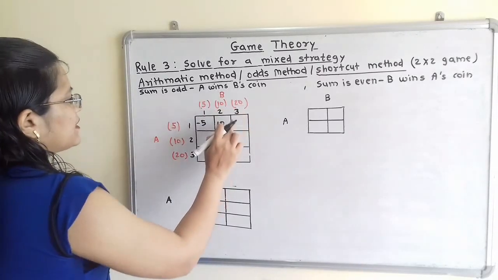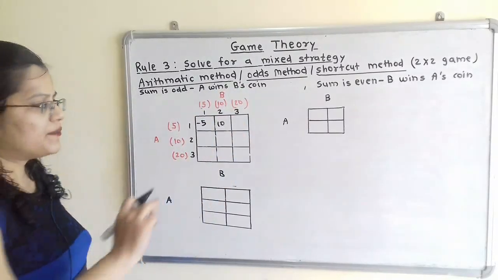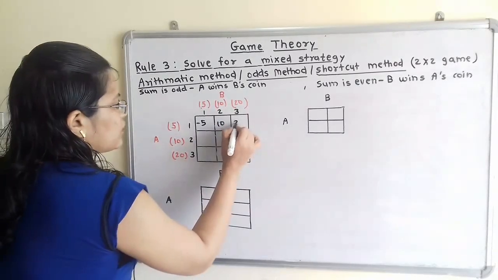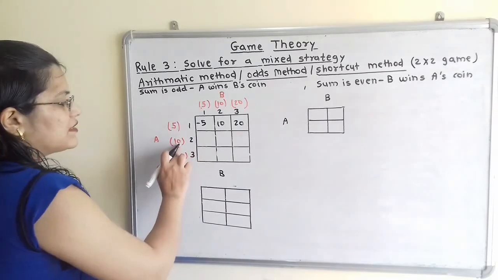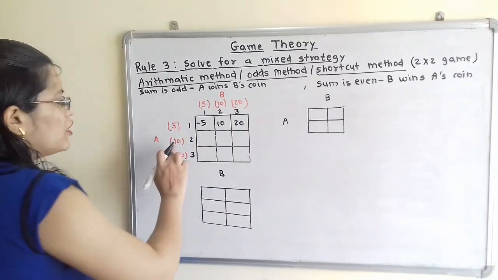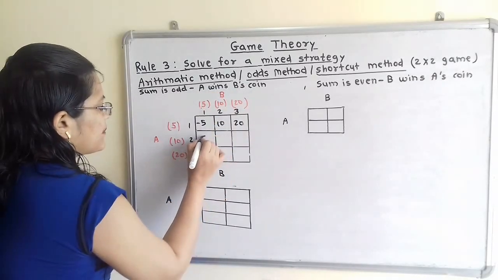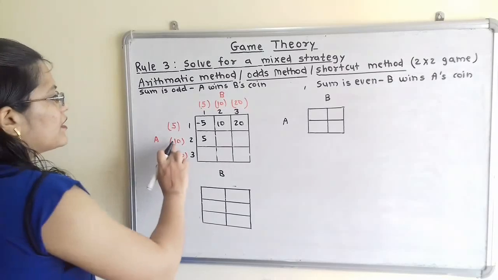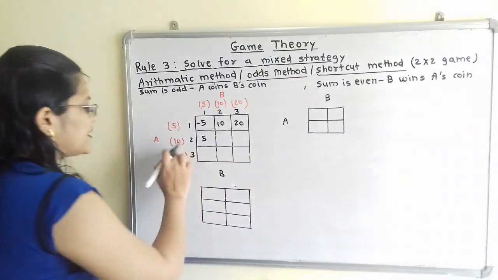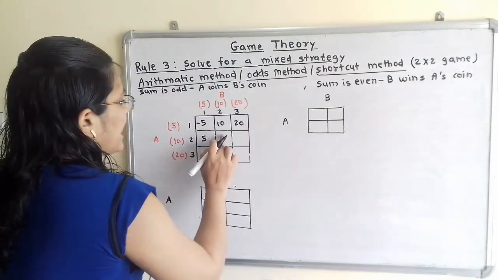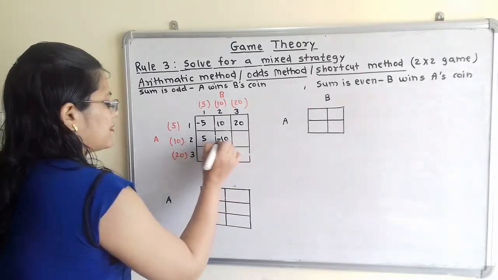Then 5 plus 20, that is 25, the sum is odd. A wins B's coin. B has a 20 paise coin, so A gets 20 paise, so I will write plus 20. Then A chooses a 10 paise coin, B chooses a 5 paise coin. So 10 plus 5 is 15, A wins B's coin, B has 5 paise, so I will write plus 5. 10 plus 10, that is 20, the sum is even, B wins A's coin. So A has 10 paise, he loses 10 paise, so I have to write minus 10.